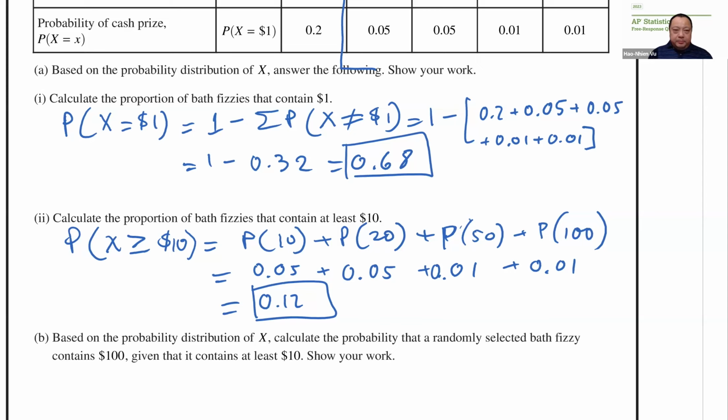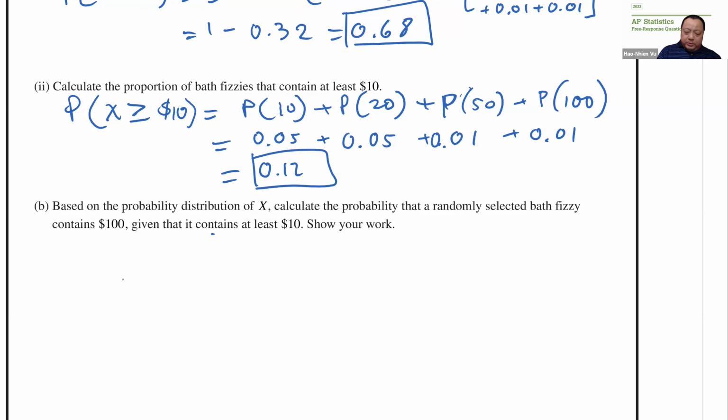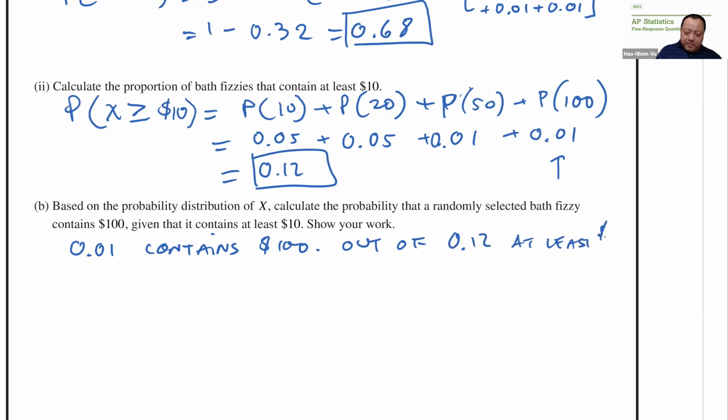Part B, based on the probability distribution of x, calculate the probability that a randomly selected bath fizzy contains $100, given that it contains at least $10. Well, the probability of containing $100 is 0.01, so 0.01 contains $100, out of 0.12, at least 10.